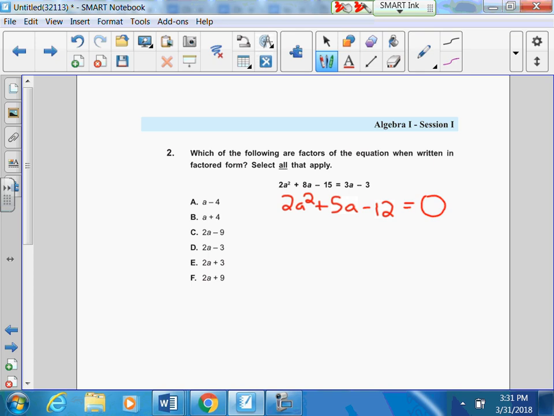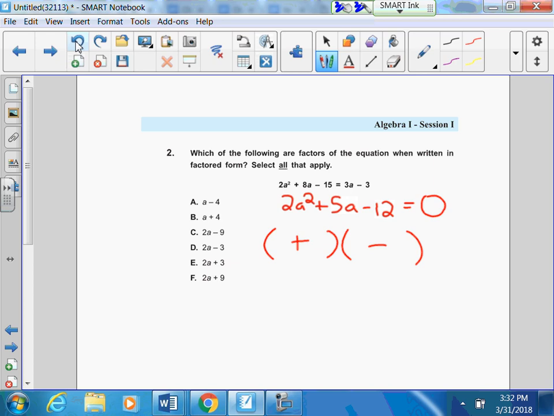If you were solving it, you could solve it by quadratic formula or factoring, but right now we have to figure out which one of these are factors of this. So I'm going to look at the second sign here. That's a negative, and that means the signs are going to be different, so plus minus. And then, since we have a 2 here, we have to factor by AC method.